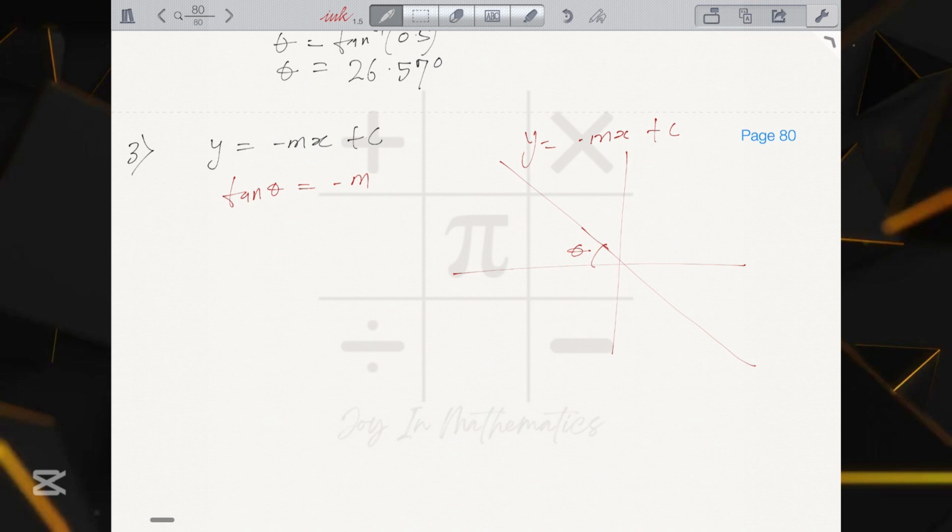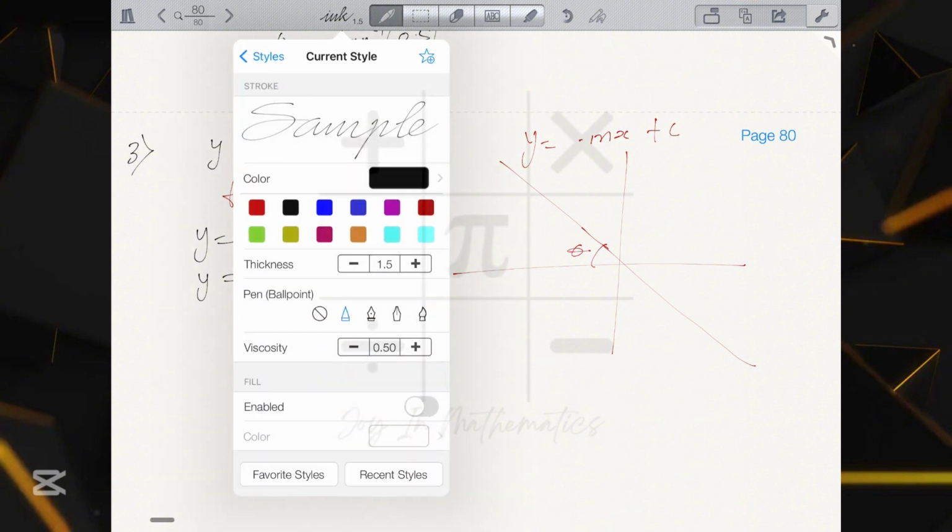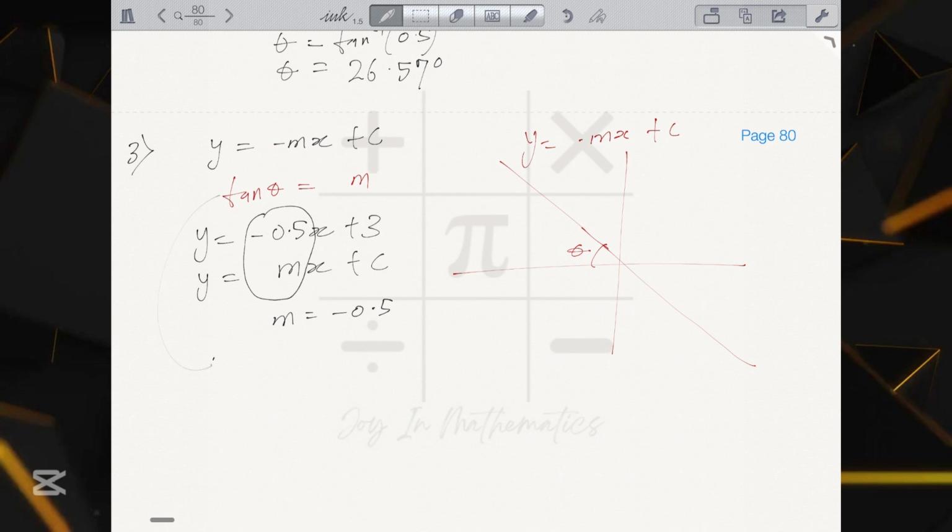So let's do this together now. y equals minus 0.5x plus 3. If you compare this to mx plus c, we see that m equals what? Minus 0.5. So if m equals minus 0.5, then tan theta equals minus 0.5, then theta will be arc tan of minus 0.5.